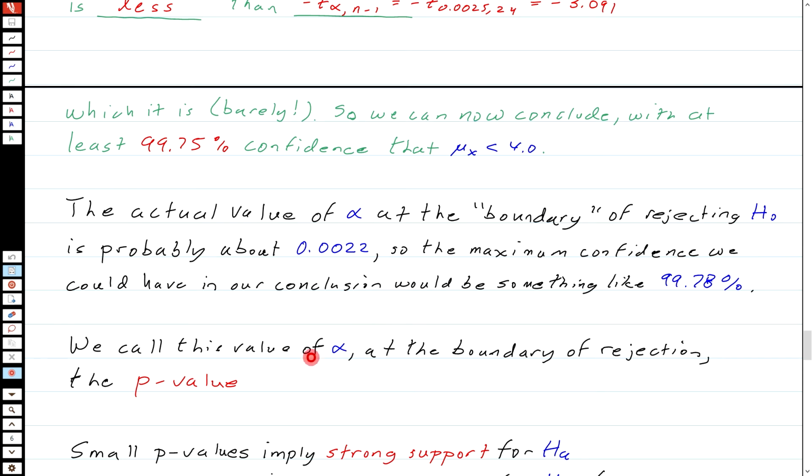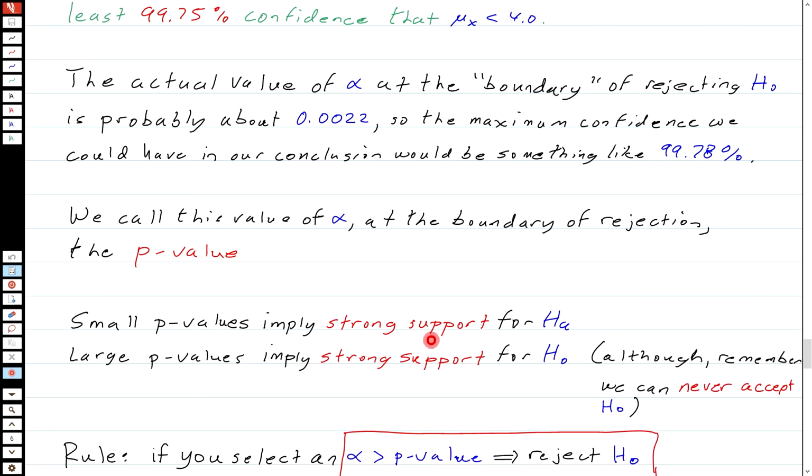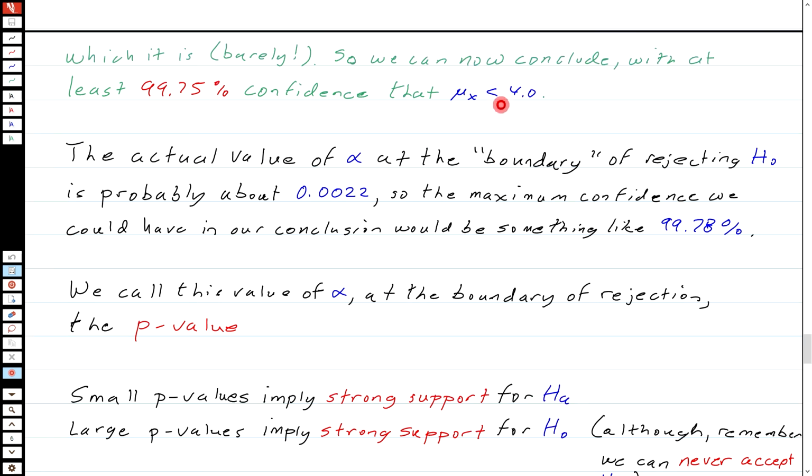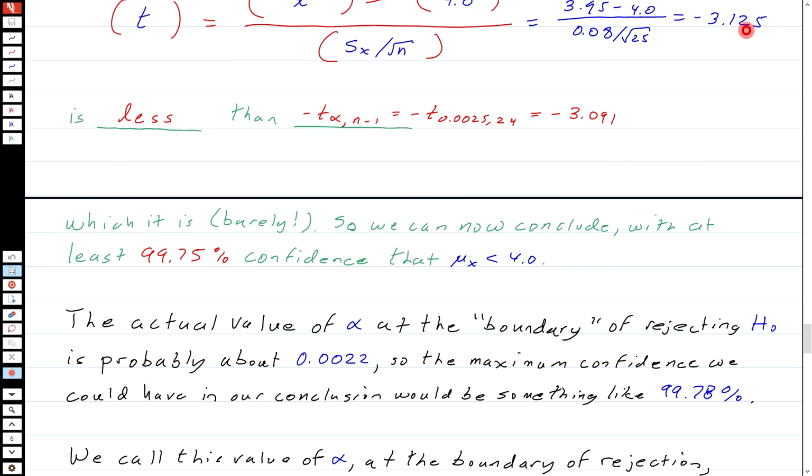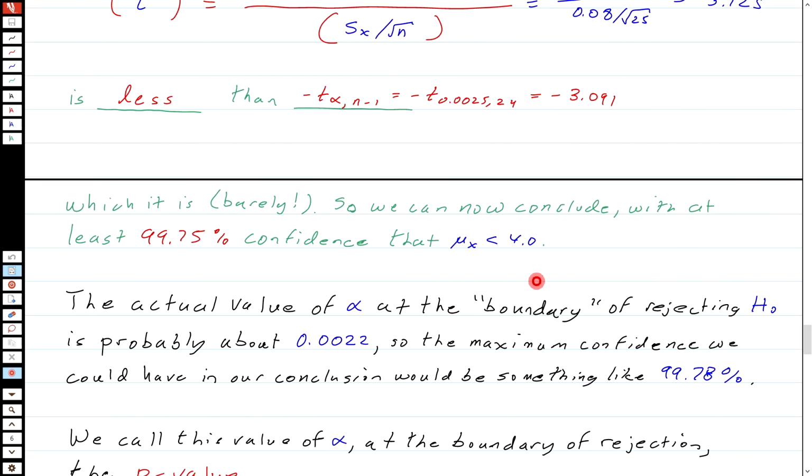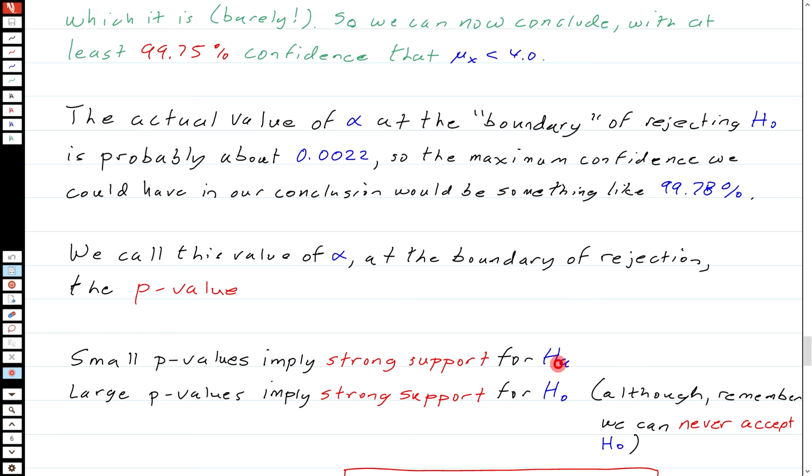And we call this value of alpha at the boundary of rejecting H naught the p-value. Okay. Small p-values imply strong support for HA, and we saw that above here. So when we got this test statistic, the p-value we got is very small, approximately 0.0022, and that shows strong support for the alternative. Large p-values imply the other way around, strong support for H naught, but remember that we can never actually accept H naught.